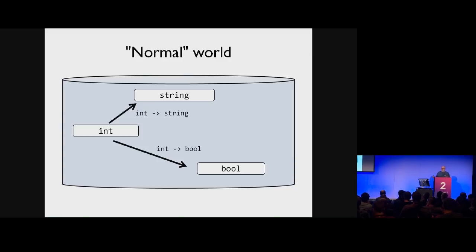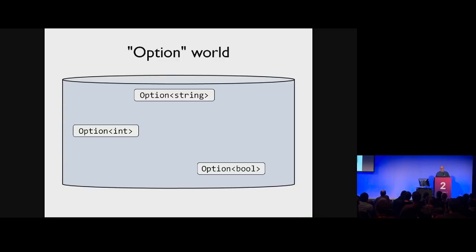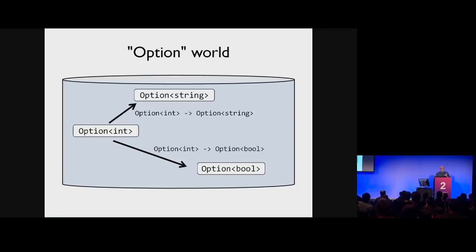Now what's interesting is for every kind of effect type, like options and lists and whatever, there's a parallel world. It's like a mirror world. And everything in this world is options, for example. So instead of having strings, you have optional strings. And instead of having ints, you have optional ints and optional bools. And every function that turns an int into a string, in optional world, that function turns optional ints into optional strings. Or it turns optional ints into optional bools. Right? So it's like a parallel universe.